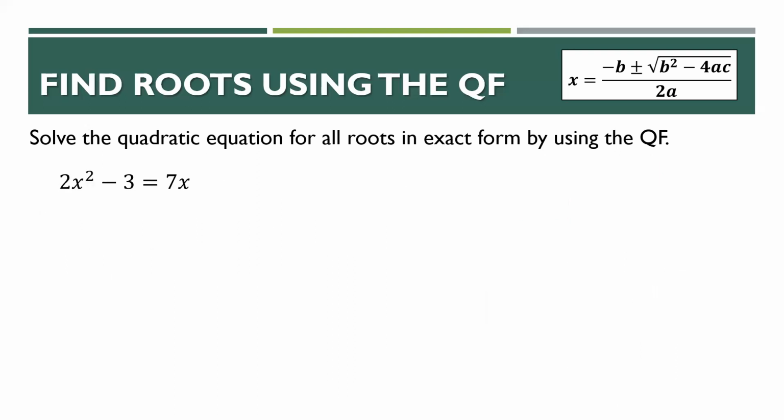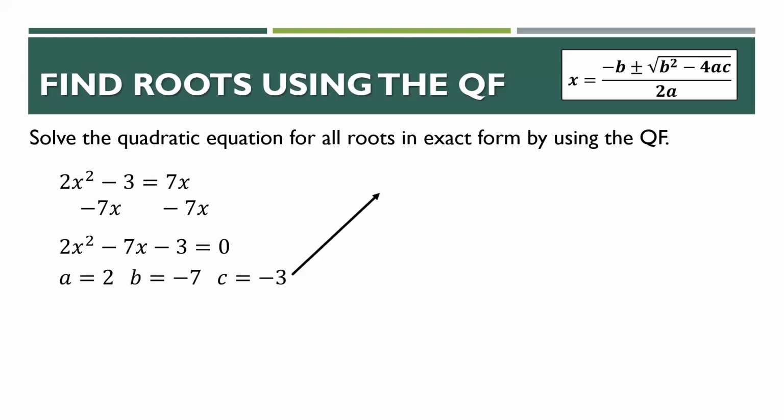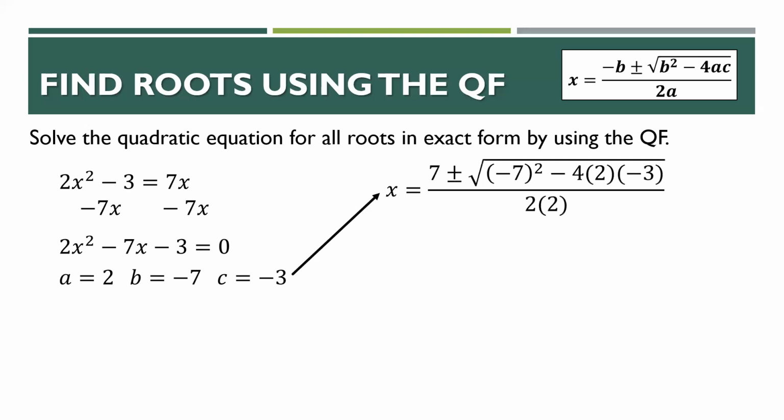All right, here's the last one. Not in the correct format. I don't have equal to 0. I need to move my 7x over and write the left-hand side in the correct order, giving me 2x squared minus 7x minus 3 equal to 0. Here's the a, b, and c. Filling everything into the quadratic formula. There it is.